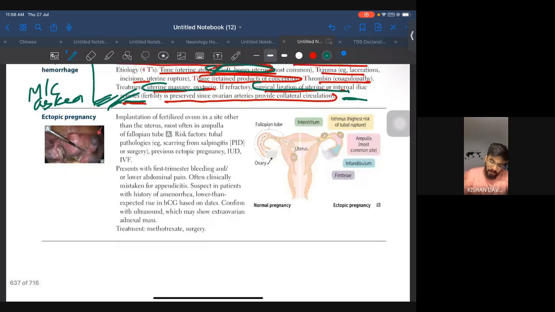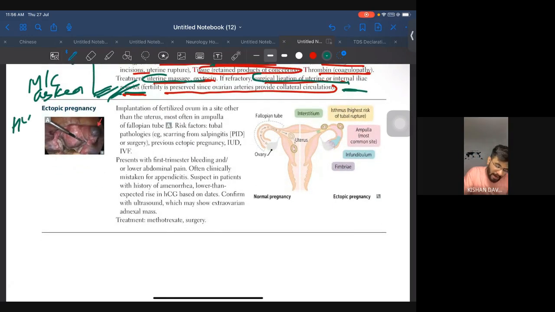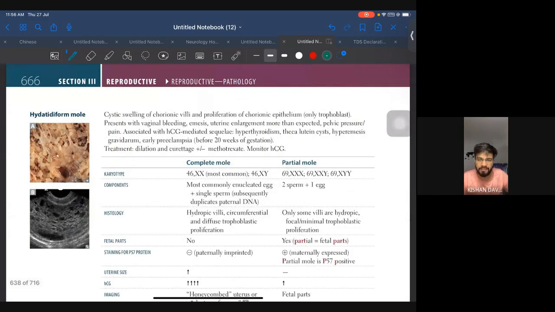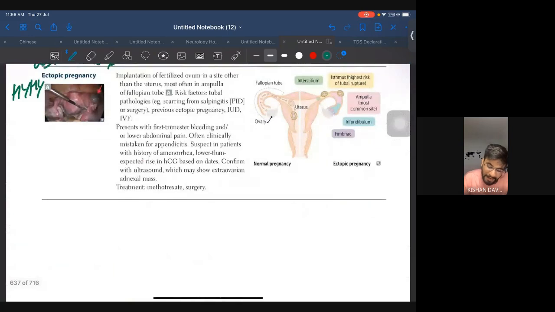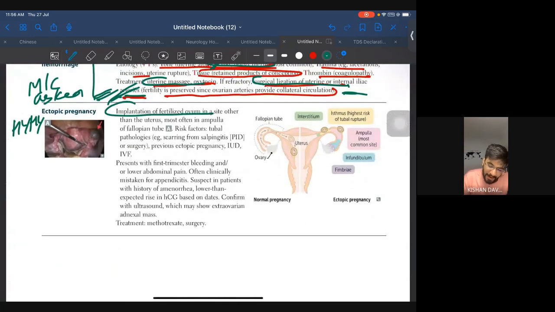Alright. Ectopic pregnancy, very high yield. Now, they will confuse ectopic pregnancy with hydatidiform mole and everything. Okay, so let's just see. Implantation of fertilized ovum in a site other than the uterus. Okay, implantation will not happen in the uterus, it will be happening somewhere else. Most often in ampulla of fallopian tube. Ampulla. Risk factors: tubal pathologies, scarring from salpingitis, previous ectopic pregnancy.